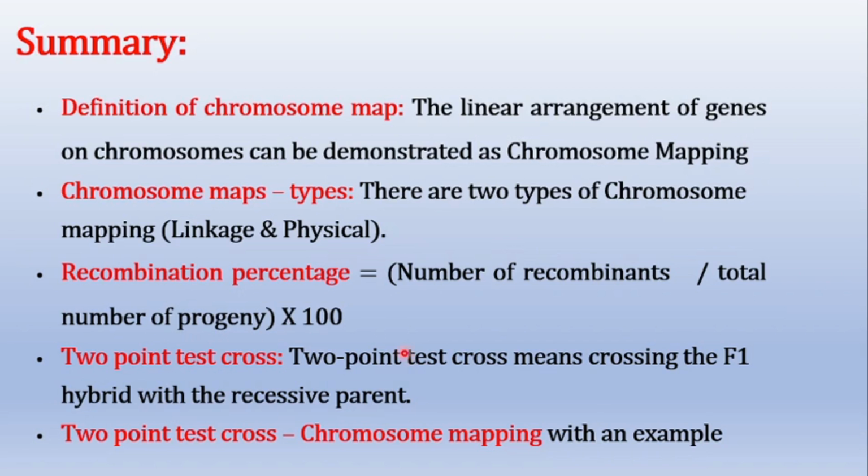Finally, the summary. We studied the definition of chromosome map as the linear arrangement of genes on chromosome, and we studied chromosome maps and types. There are two types of chromosome maps, linkage and physical maps. We studied recombination percentage: number of recombinants by total number of progeny into 100 is nothing but the recombination percentage. We studied two-point test cross. Two-point test cross means crossing the F1 hybrid with the recessive parent. And we studied two-point test cross chromosome mapping with an example.